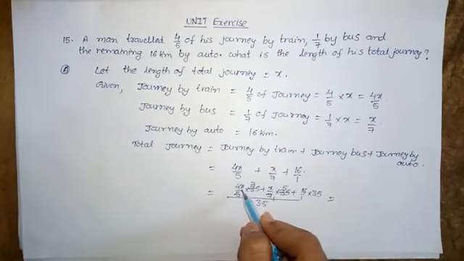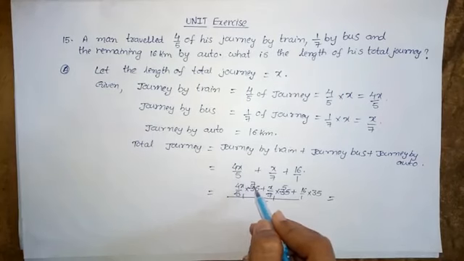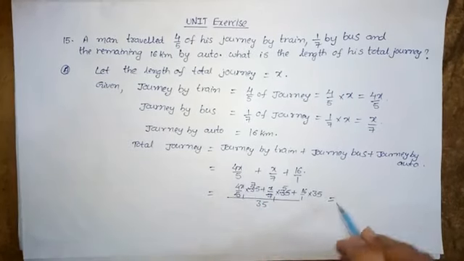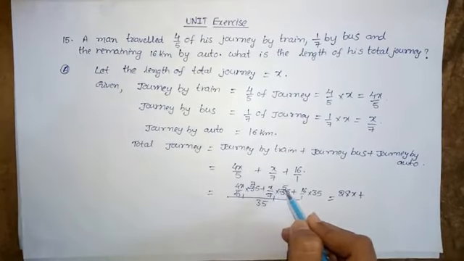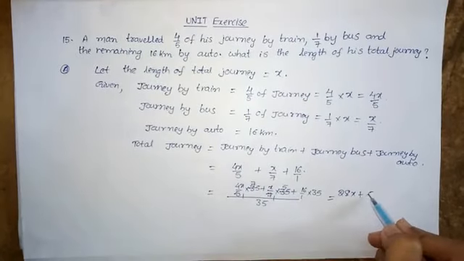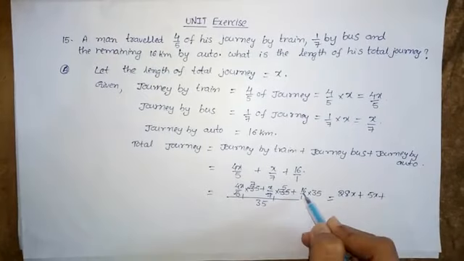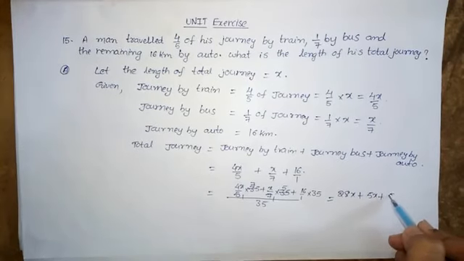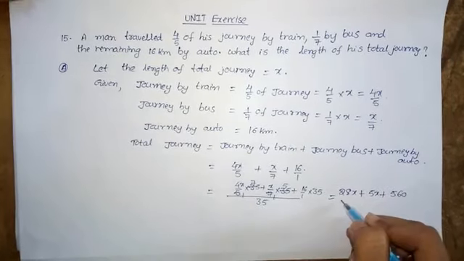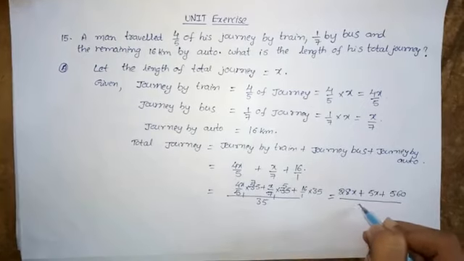So now the numerator is 4x. So 4x into 7 becomes 28x, plus x into 5 equal to 5x, plus 16 into 35 multiplied, that is equal to 560, divided by 35.